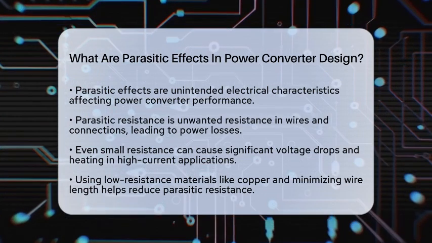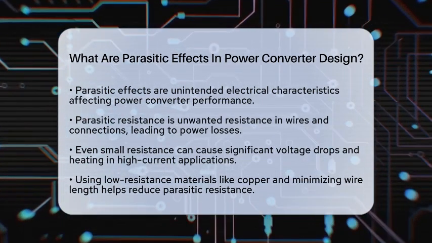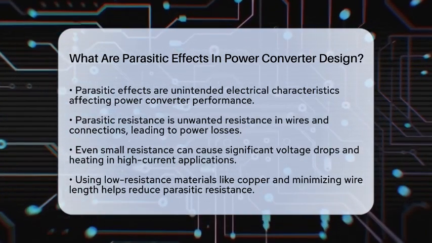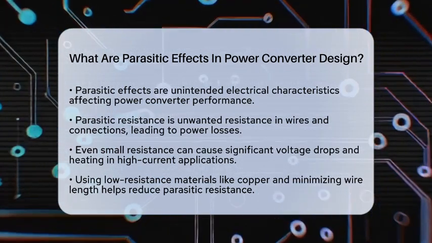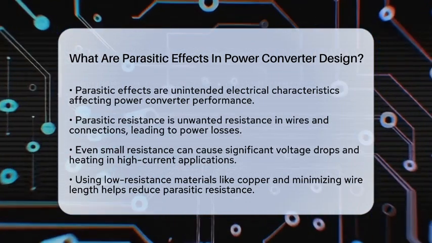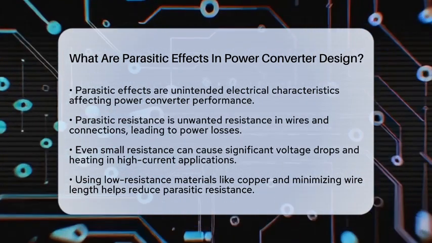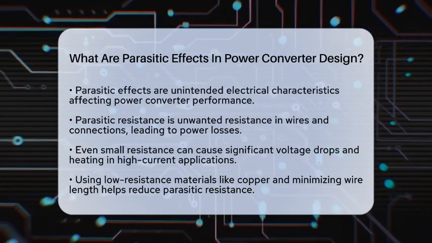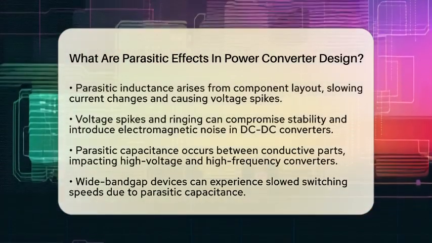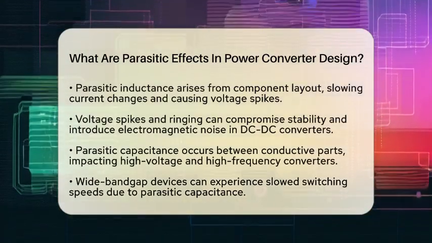First, let's talk about parasitic resistance. This is the unwanted resistance that exists in the wires and connections of your converter. Even a tiny amount of resistance can lead to significant power losses, especially in high-current applications. For example, if you have a long wire or a thin conductor, the resistance increases, causing voltage drops and heating. To tackle this, designers often use materials like copper, which has low resistance, and they try to keep wiring lengths short and conductor sizes large.